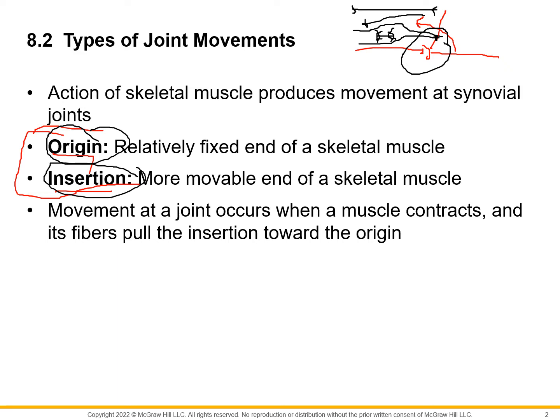So when we start looking at muscles in the next chapter, we're going to hit this pretty hard, that these joints are moved by muscles that will shorten, and one part of the muscle is going to be pulled closer to the other part. The part that doesn't move is called the origin. The part that moves is called the insertion.